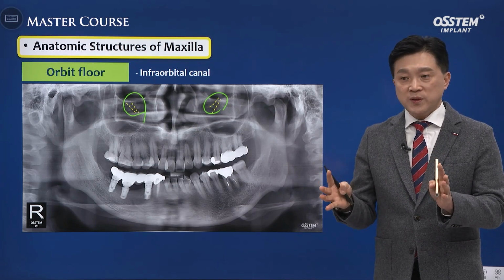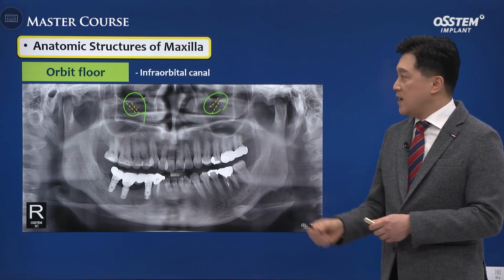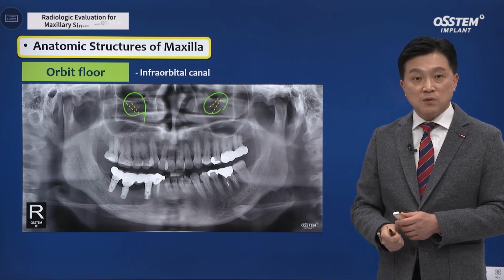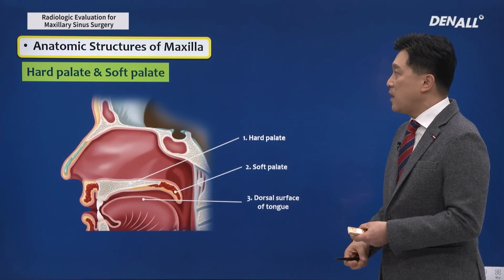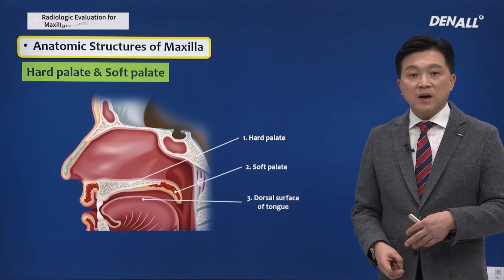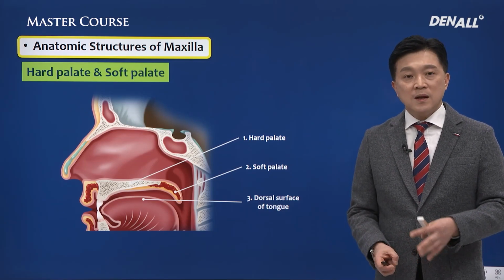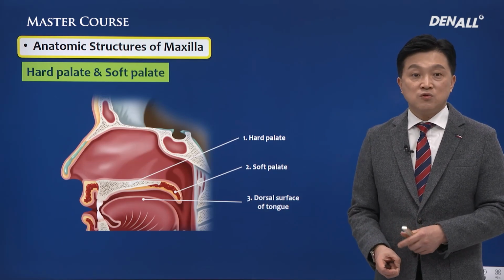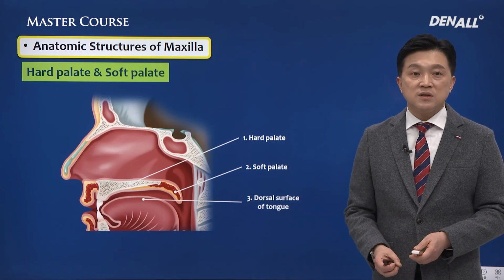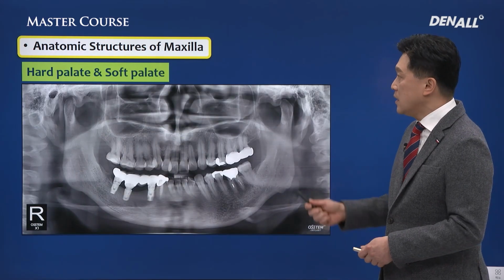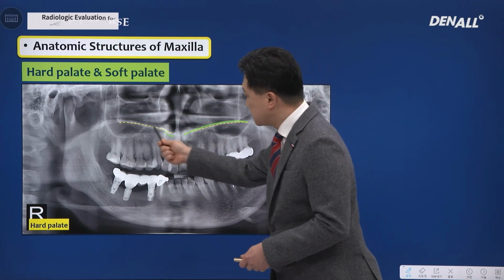If you cram three-dimensional structures into 2D images, there can be superimposition between different anatomical structures, so we need to understand which is what. We also need to understand what kind of clinical meaning it holds. Next is the hard palate and soft palate, and the dorsal surface of the tongue. These anatomic structures may not be so important, but we need to understand that superimposition can occur with the maxillary sinus, so we need to differentiate them and detect the sinus appropriately.